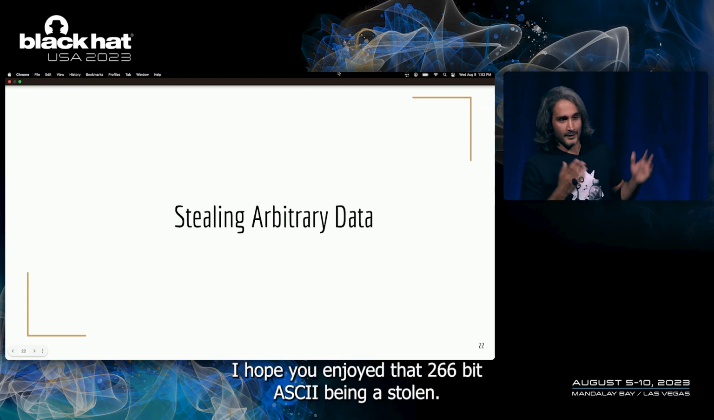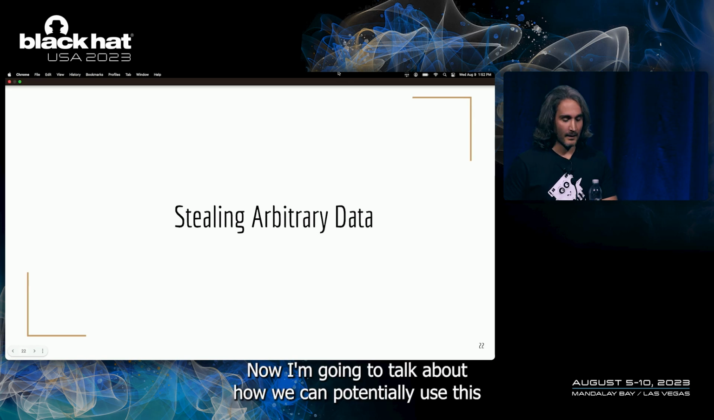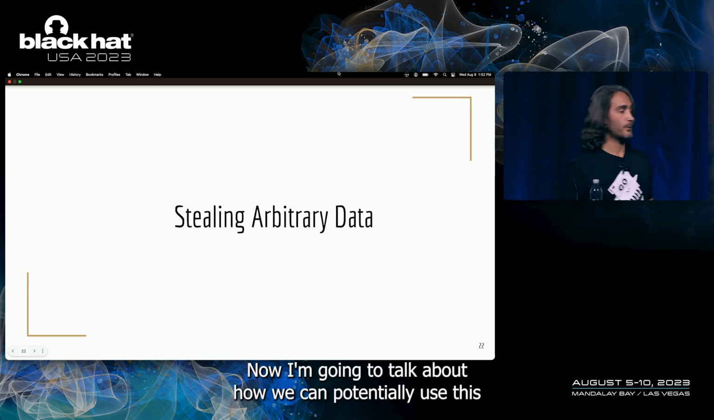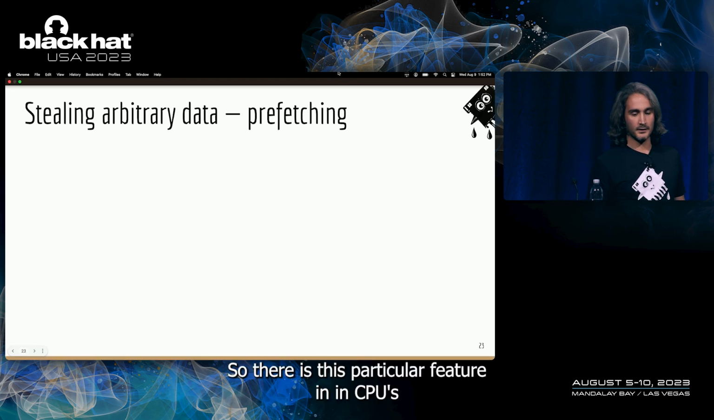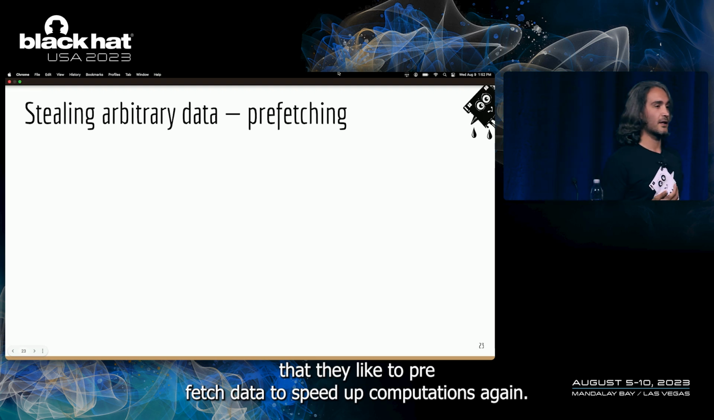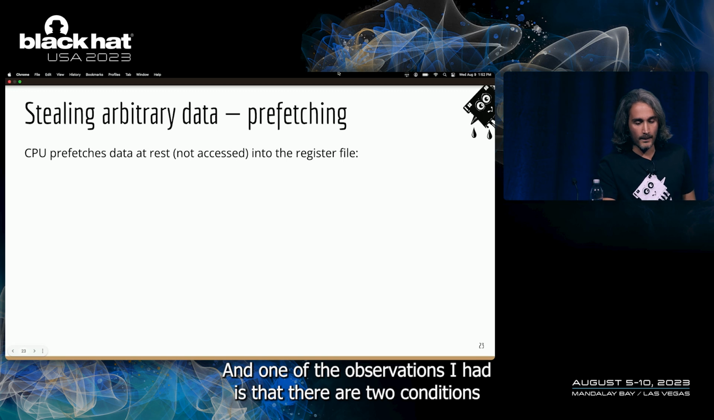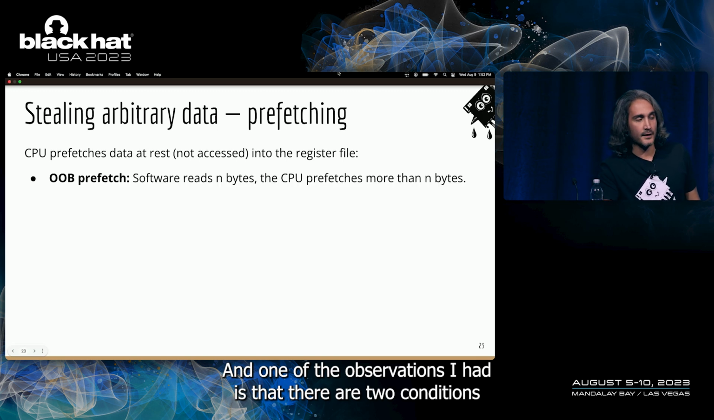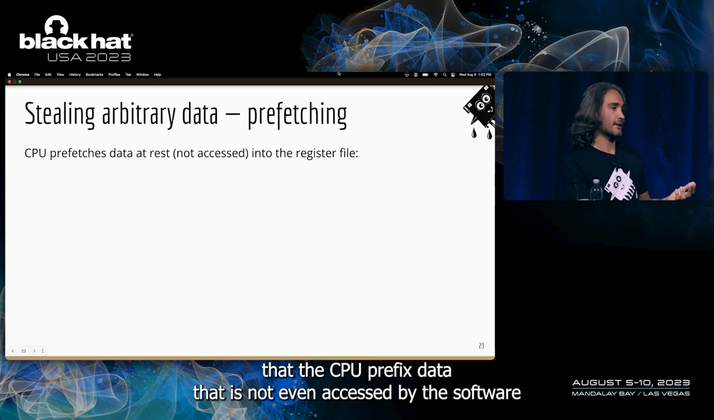Well, I hope you enjoyed that 256-bit AES key being stolen. Now, I'm going to talk about how we can potentially use this attack to steal arbitrary data, not just the data that is accessed by another program. So there is this particular feature in CPUs that they like to prefetch data to speed up computations again. And one of the observations I had is that there are two conditions where the CPU prefetches data that is not even accessed by the software.